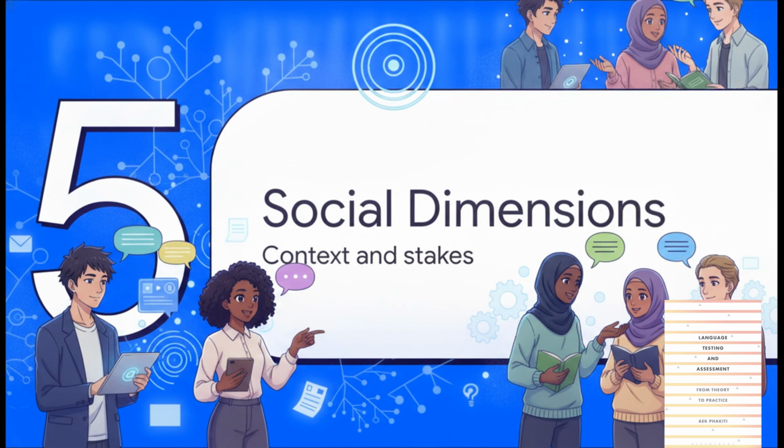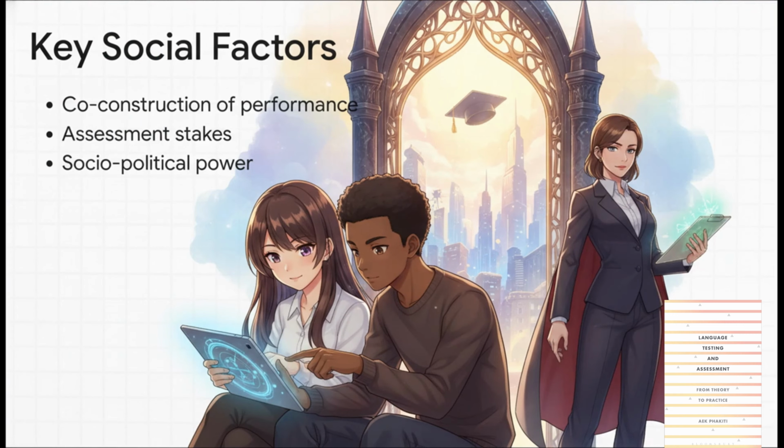Expert. Penultimate section, number 5, contextual and social dimensions, essentially the human elements of testing. Tests simply do not exist in a vacuum. For example, if you're using an interview or a paired speaking task to test interactional competence, that performance is what we call co-constructed. A student's score might depend heavily on how helpful or unhelpful their conversation partner happens to be that day.